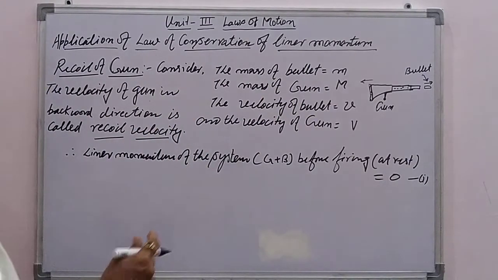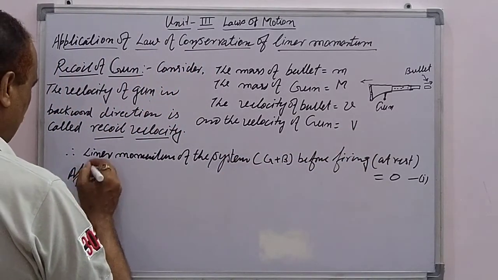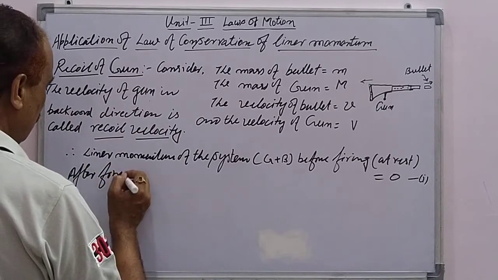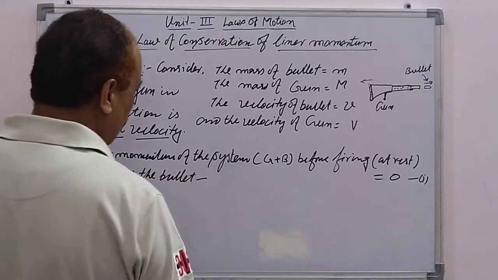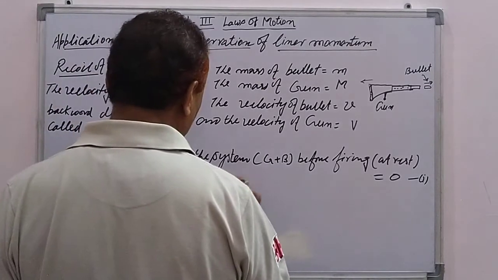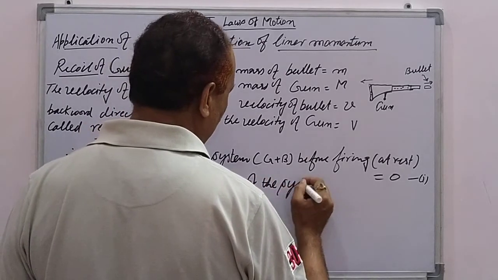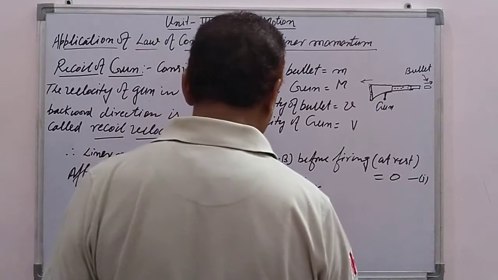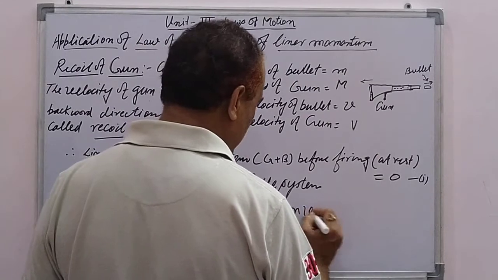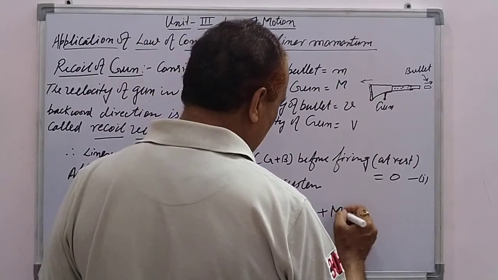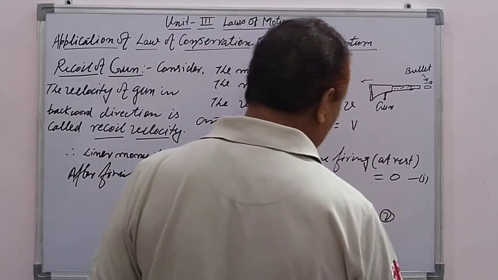Now when the bullet is fired, after firing, the linear momentum of the system, that is gun plus bullet, is equal to the product of the mass of the bullet and its velocity, mv, plus the mass of the gun and its velocity, MV. This is equation number 2.